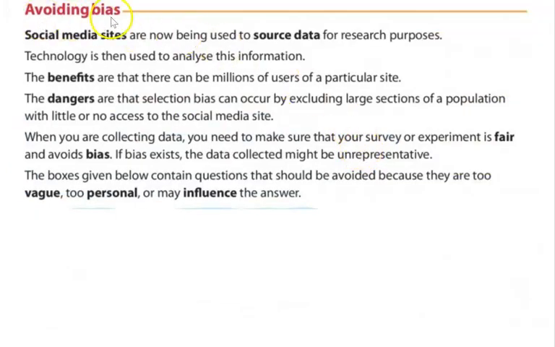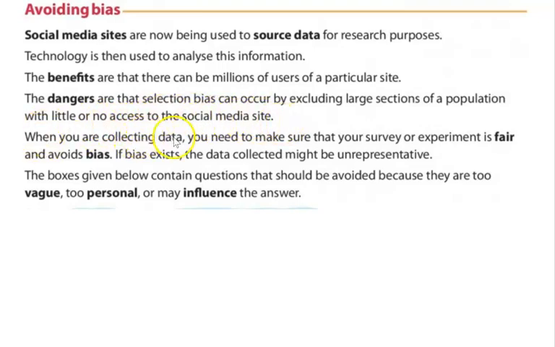Avoiding bias. Social media sites are now being used to source data for research purposes. Technology is then used to analyze this information. The benefits are that there can be millions of users of a particular site. The dangers are that selection bias can occur by excluding large sections of a population with little or no access to the social media site.